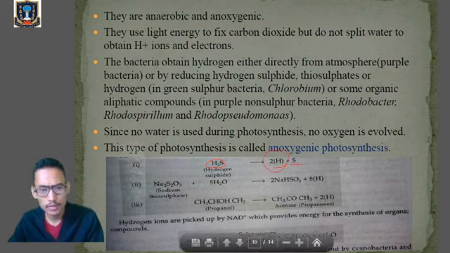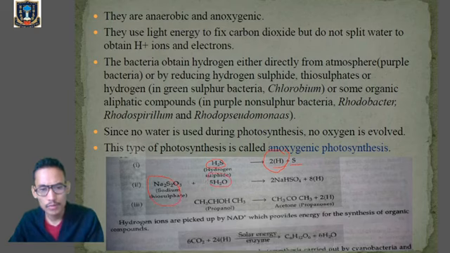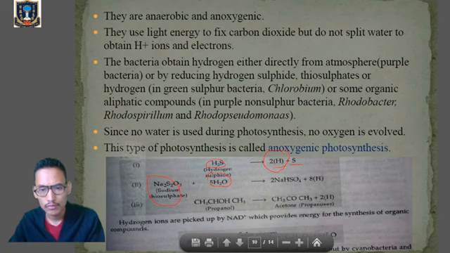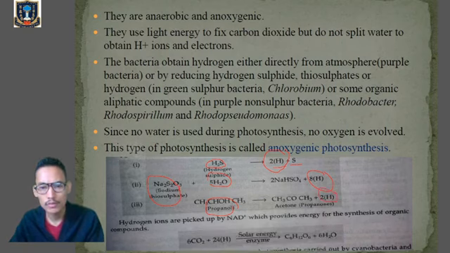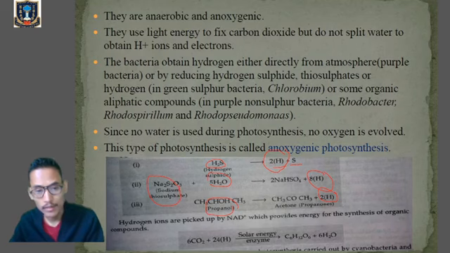Then you can see sodium thiosulfate, and water. Sodium thiosulfate will be broken down to obtain hydrogen. Then we have propanol also, and from propanol you can see the release of hydrogen. So these hydrogens will be the source for photosynthesis in photoautotrophic bacteria.